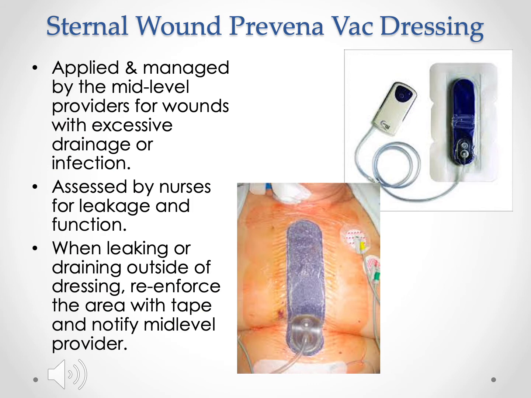The Provena dressing is a sternal wound management system that is applied by the mid-level providers for wounds that have excessive drainage or infection. The Provena system is assessed by the nurse, and if there is found to be leakage or draining outside the dressing, the nurse's responsibility is to notify the mid-level provider. This dressing can be reinforced with tape around an area of leakage until the mid-level provider can come and address the situation.